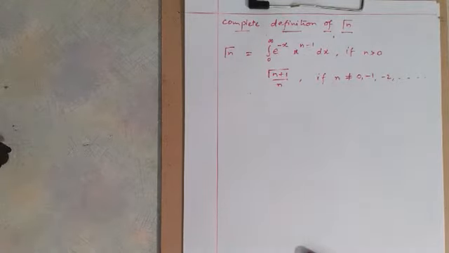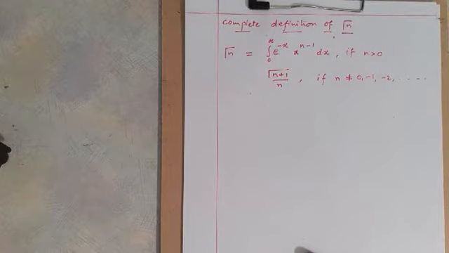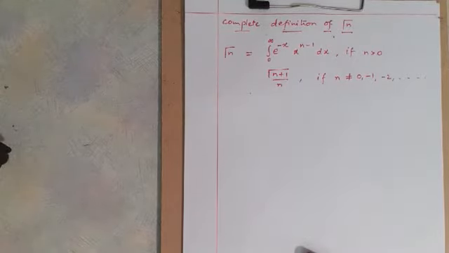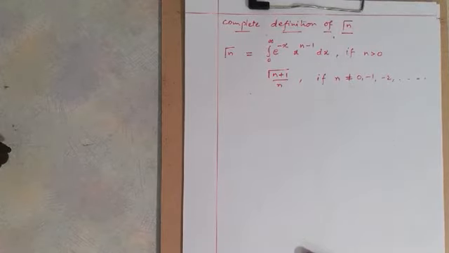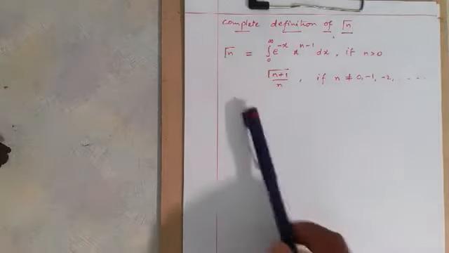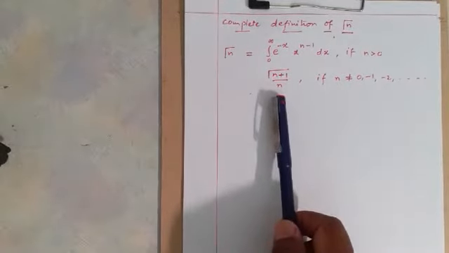Remember that negative integers are minus 1, minus 2, and so on. For positive integers, n greater than 0, we can't include 0 here. And a negative fraction is not a negative integer. Remember this. So this is the definition which we use in the coming problems.